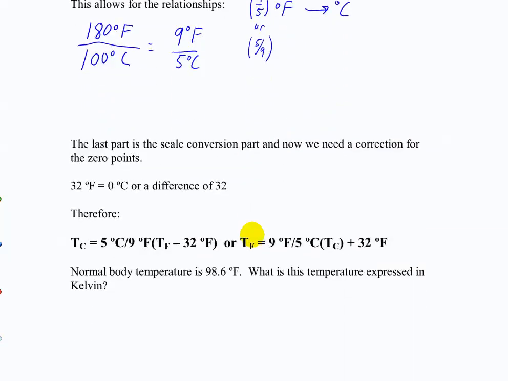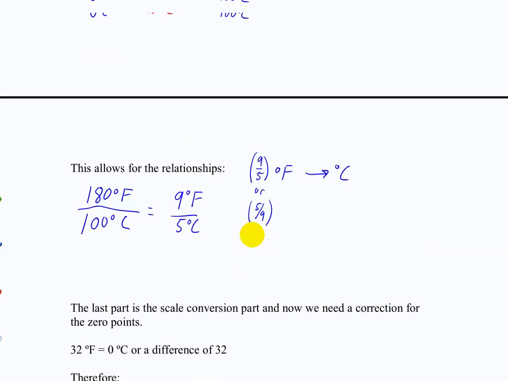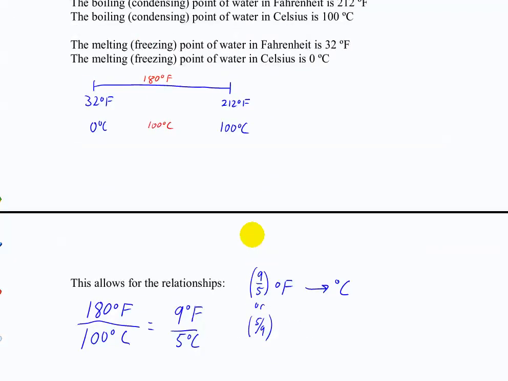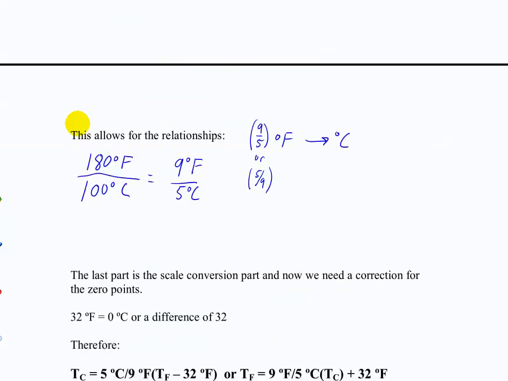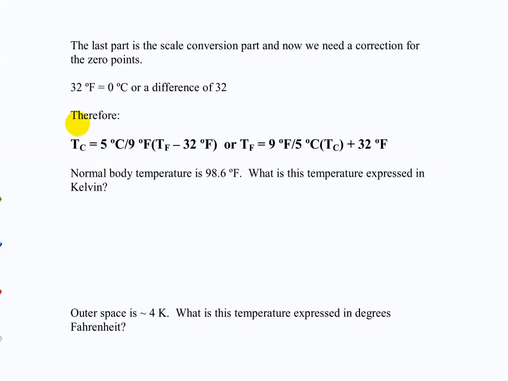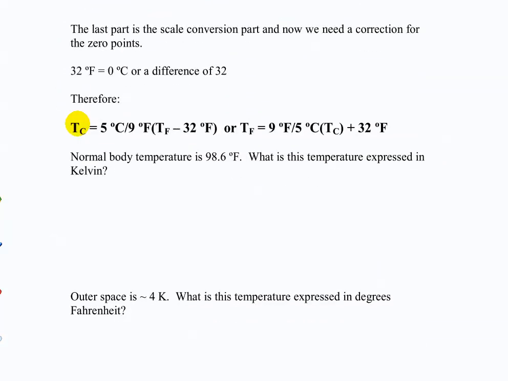And then the last part of the conversion is a correction for the zero point. So remember our scales up here. The zero F is back here. So even if we standardize the degrees with the 9/5 or 5/9, we still have to move everything back. So our final equation comes out to something like this.